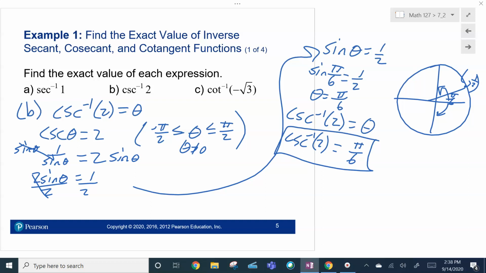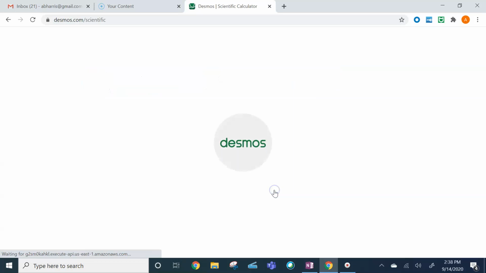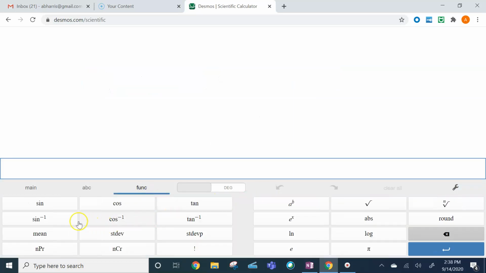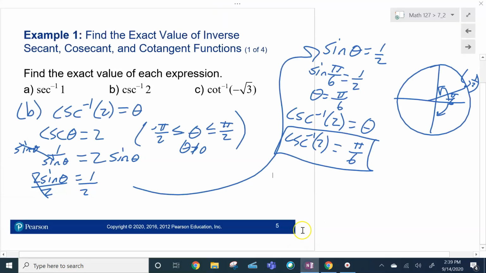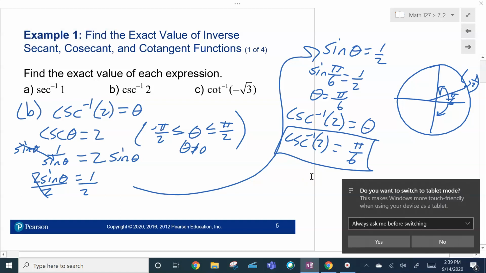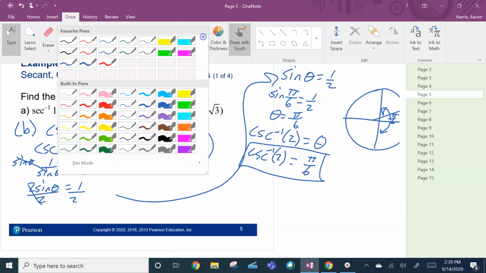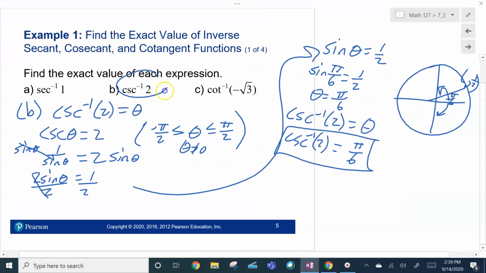We're approaching it this way because most calculators, let me pull up Desmos, the scientific calculator, will have the arc sine, arc cosine, and arc tangent. You might be able to look in your catalog for the other ones. But that's why you're going to approach it this way. You can't just punch that in on your calculator, depending on the calculator.